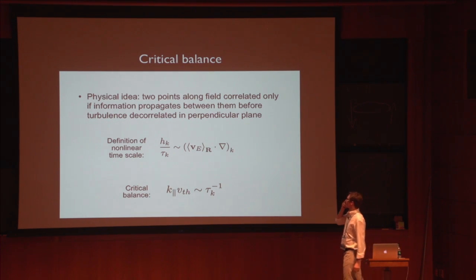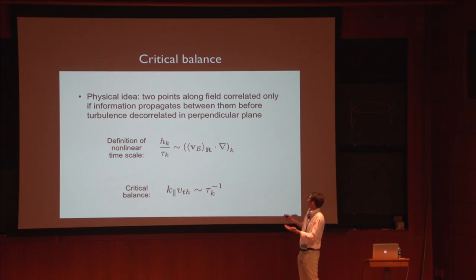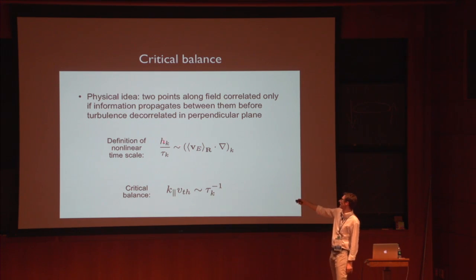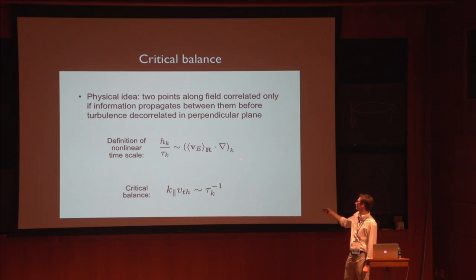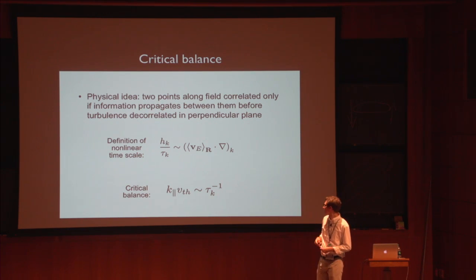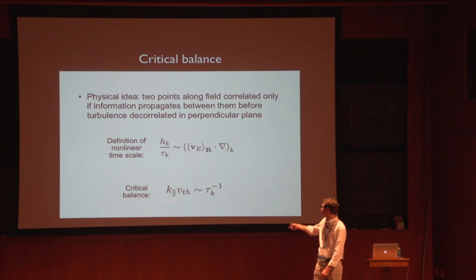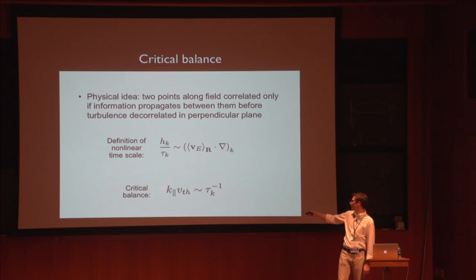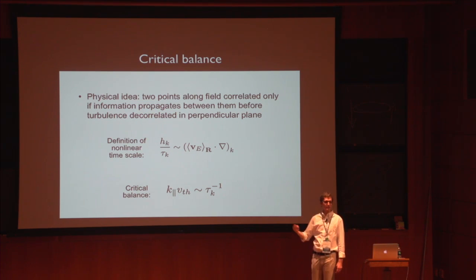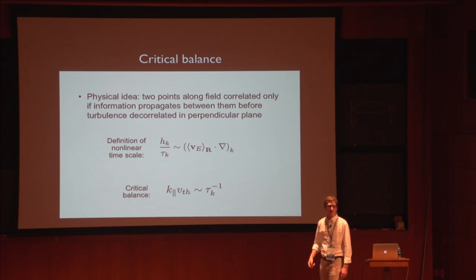And so we can define a nonlinear time scale to be h at some scale over the nonlinear time of that scale, which goes like VE dot grad. This is basically the nonlinearity in the gyrokinetic equation. And so critical balance is just saying that whatever parallel dynamics you have are balancing this rate at which the eddies are turning over. So in fusion, this turns out to be a sound wave which is propagating along the field line, and that's the characteristic time that you have. Of course, in other plasmas, this might be an Alfvén speed or so forth.